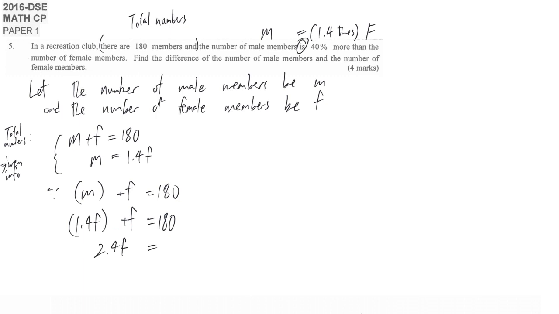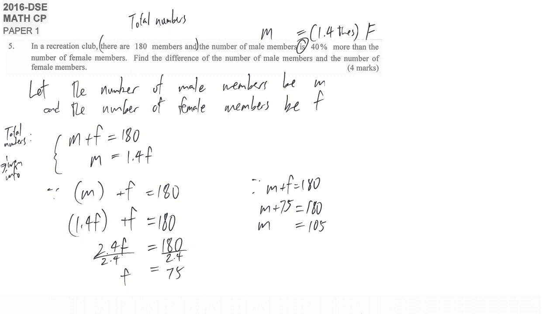1 plus 1.4, we get 2.4 times. And then divide both sides by 2.4, then we can get what we want, which is F. So F is equal to 75. We get the female number is 75. After you get one of the unknowns, you may just update the information in either one equation. For example, if I substitute back to the first equation, since M plus F is equal to 180, we already know F is 75. So we know the number of male members is 105.